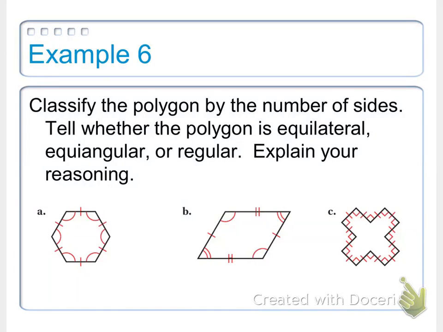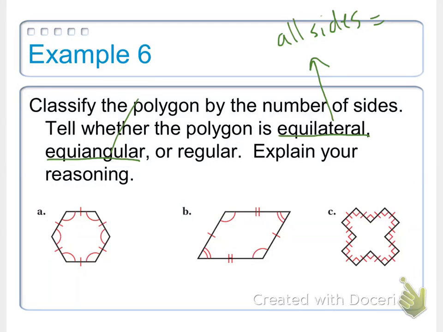Okay, I'm supposed to classify the polygon by the number of sides, and tell whether the polygon is equilateral, equiangular, or regular. So equilateral sounds like equal, and lateral sounds like side. So all sides equal.